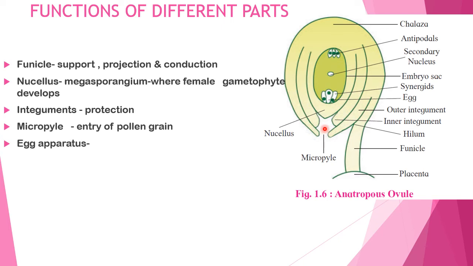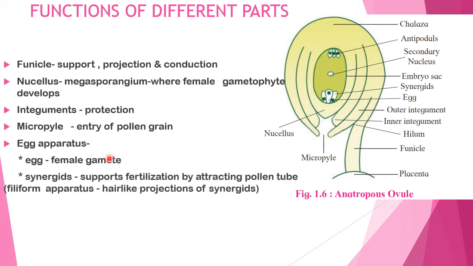Then the egg apparatus. The egg apparatus is over here. There will be an egg cell and two synergids on either side. That is the egg apparatus. The parts are given this way: the egg, the female gamete, and the synergids. They support fertilization by attracting the pollen tube.